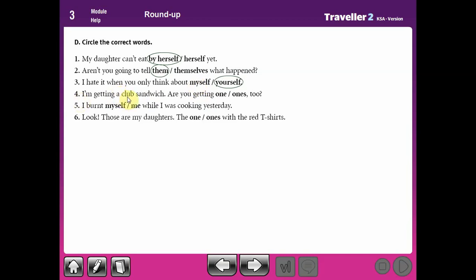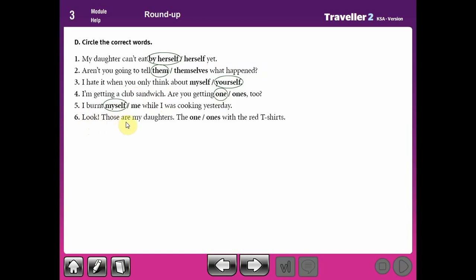I'm getting a club sandwich. So are you getting one or ones too? Here I'm talking about only a sandwich, just one sandwich. As we said before, we will use one because I'm talking about only one sandwich, right? I burnt myself or me. I'm talking about myself, right? So I burnt myself while I was cooking, right?